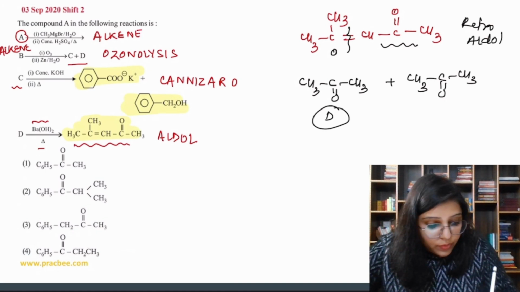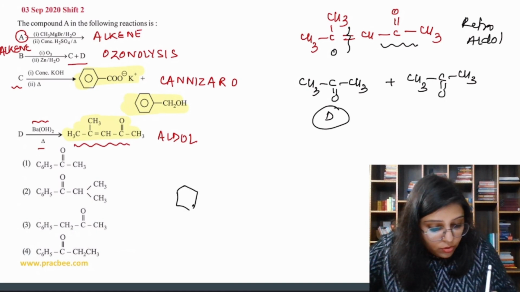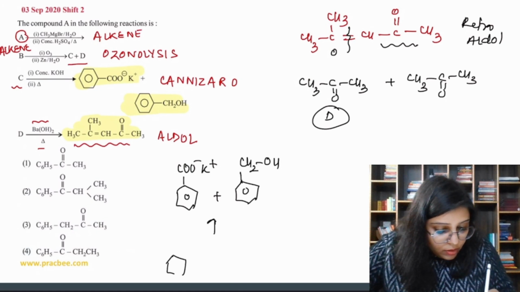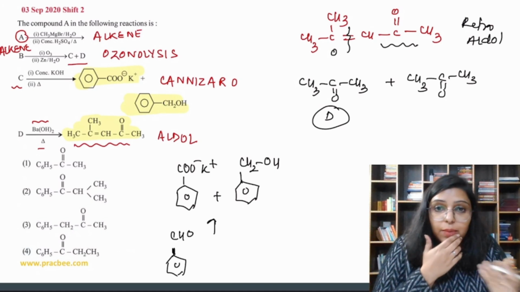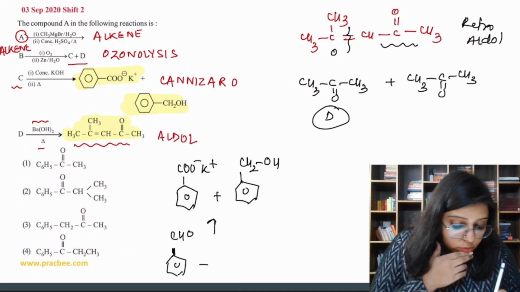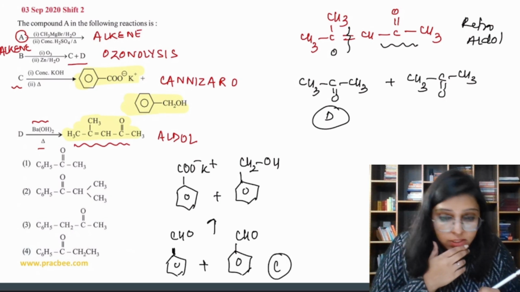Now let's form C. So we have COO minus K plus, CH2OH. Now this is formed from CHO, because one carbonyl compound is converted to carboxylic acid salt and another one is converted to alcohol. So we should be having two molecules of benzaldehyde. So this must be C.